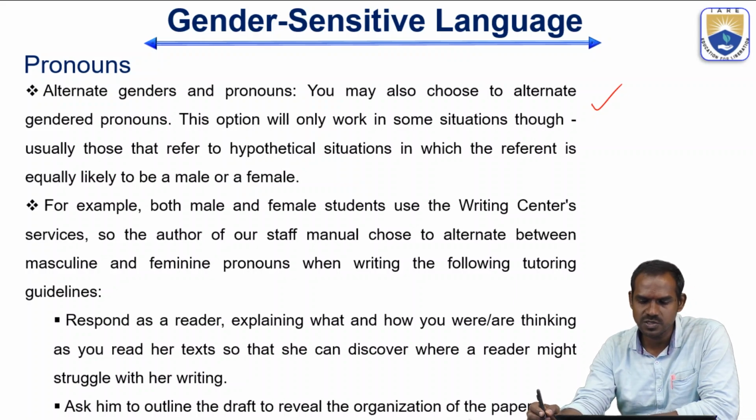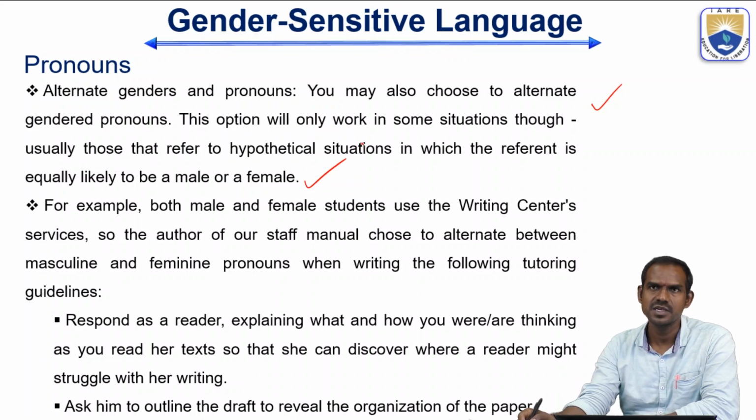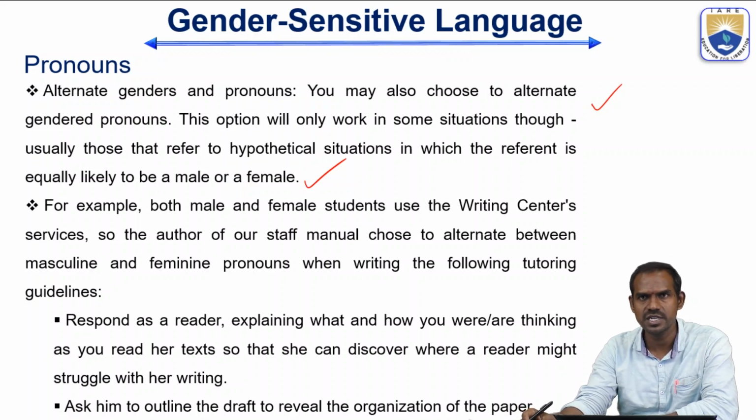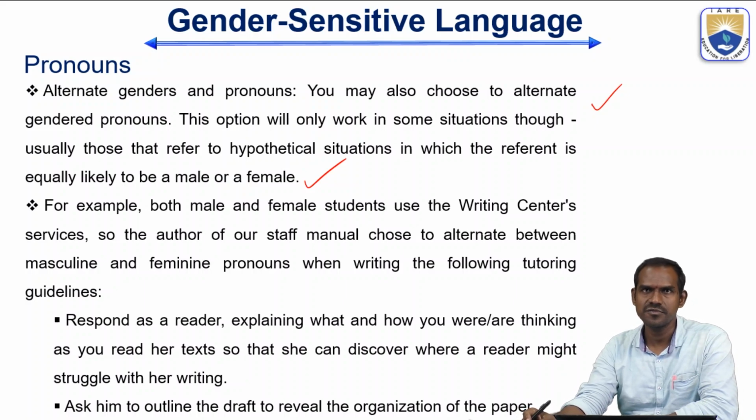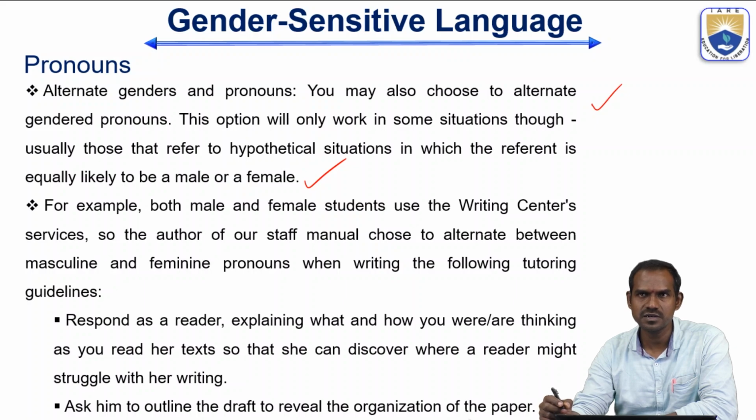You may also choose to alternate gendered pronouns. This option will only work in some situations, though usually those that refer to hypothetical situations, in which the referent is equally likely to be a male or female. For example, both male and female students use the writing center's services.